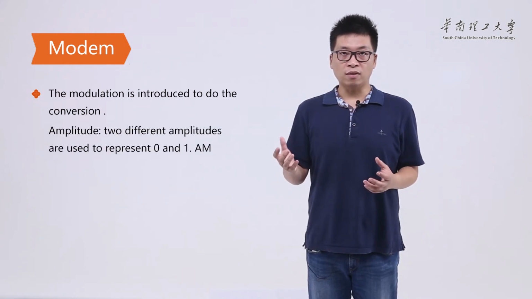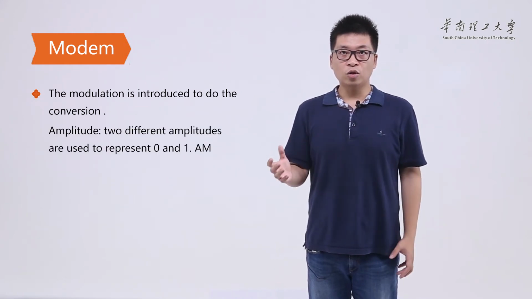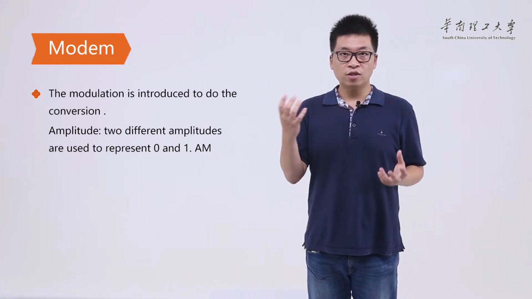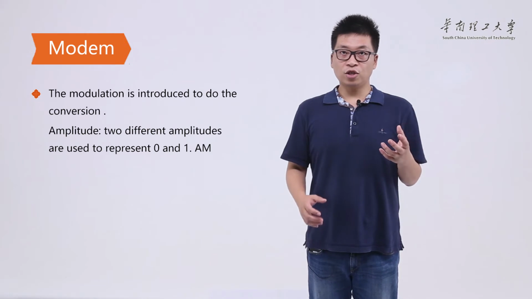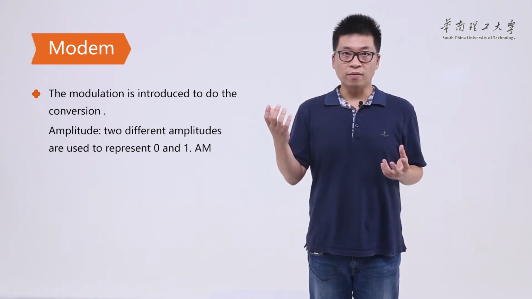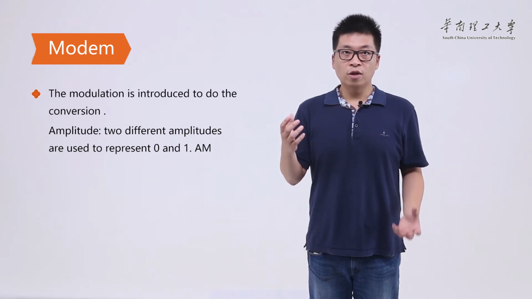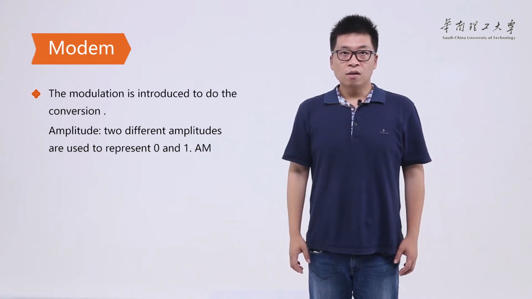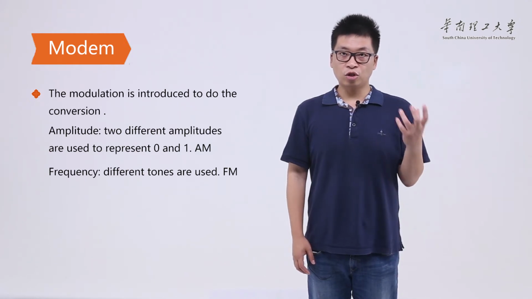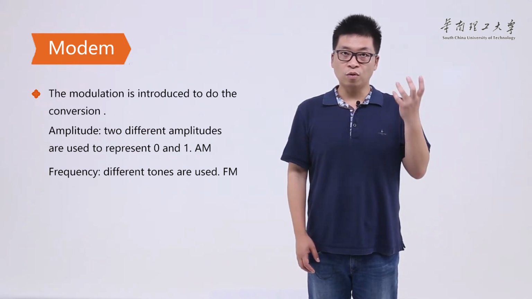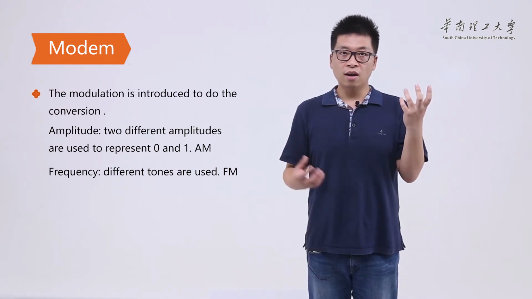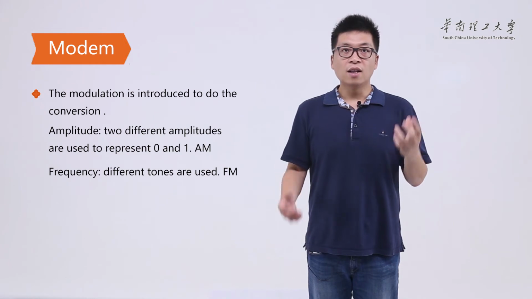Amplitude modulation, AM. It uses two different amplitudes to represent 1 and 0. That is using high amplitude of an analog signal to represent 1 and the low amplitude signal for 0. Frequency modulation, FM. It uses two different tones to represent 1 and 0. That is high frequency for 1 and low frequency for 0.